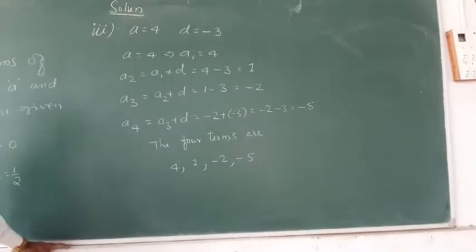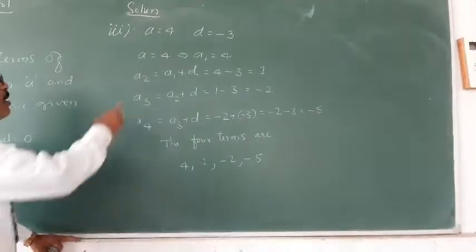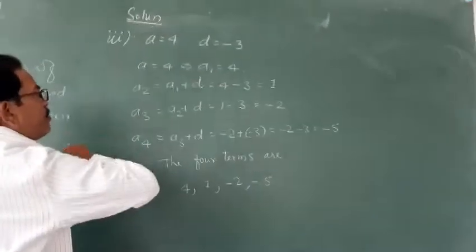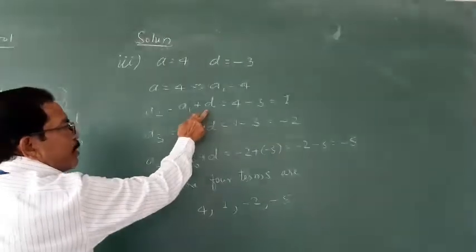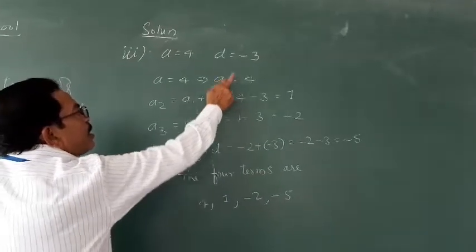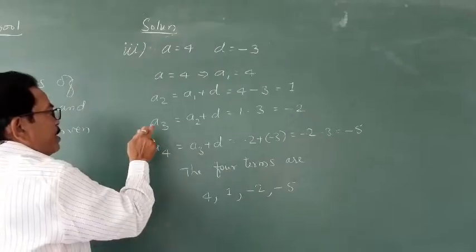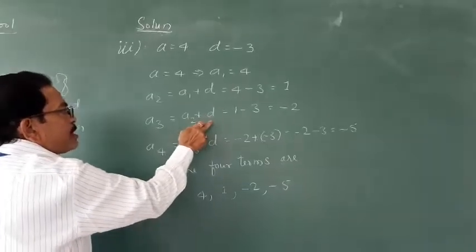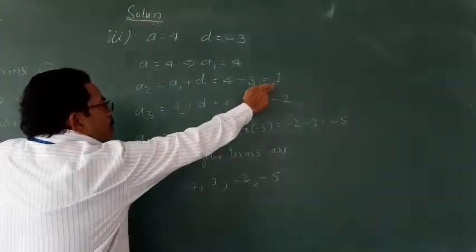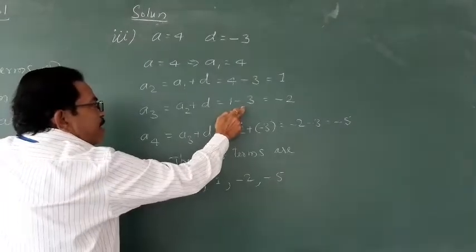4, 1, minus 2, minus 5. A equals 4, that is A1. A2 equals A1 plus D, that is 4. D is minus 3, 4 minus 3 is 1. Then A3 equals A2 plus D. A2, what we have got? 1. 1 minus 3, that is minus 2.